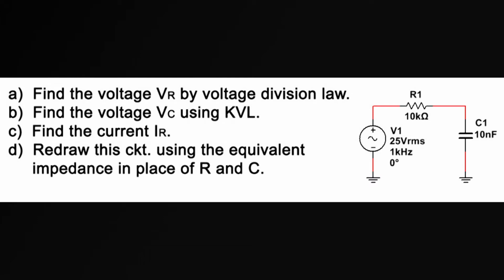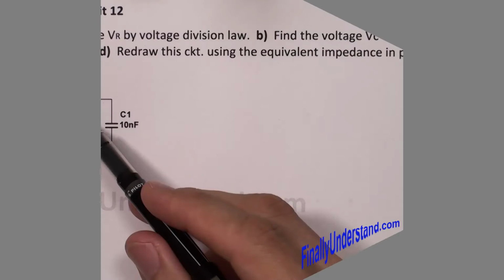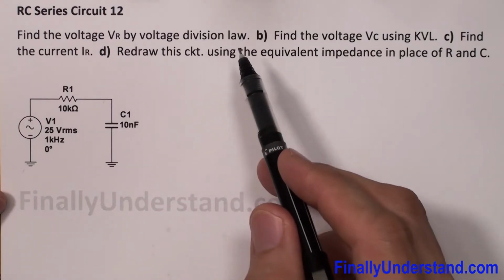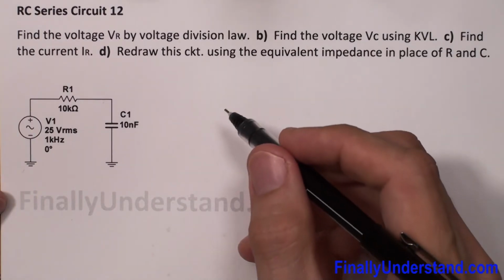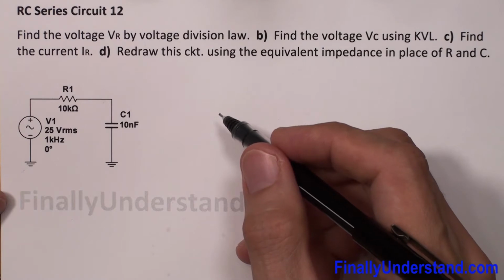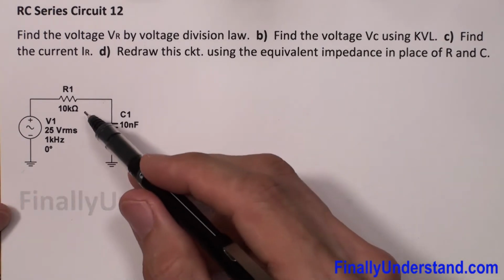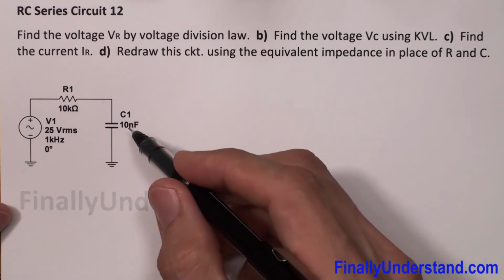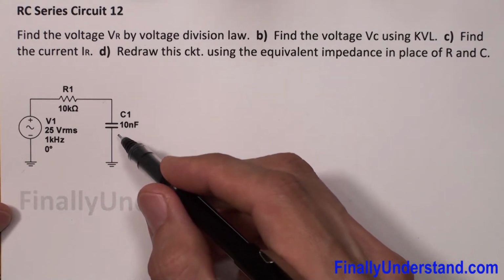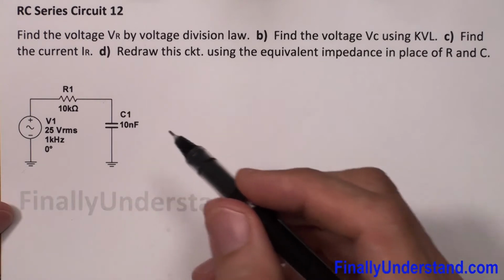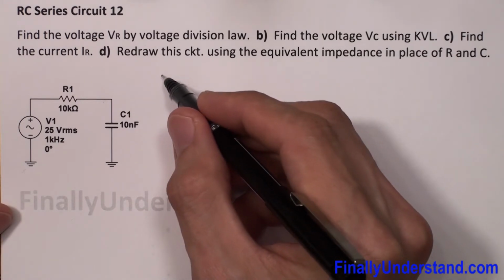Let's take a look at this example. We're supposed to first find the voltage across the resistor using voltage division law. In order to use the voltage division law, we're supposed to find first the total impedance of this circuit. In order to find the total impedance, I have to find the impedance of the capacitor.